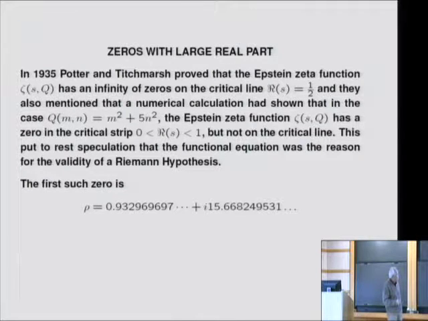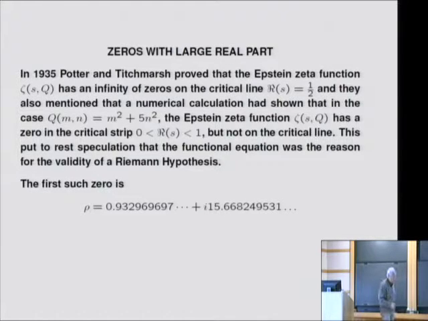was done in 1935. In their paper, they proved that there are infinitely many zeros on the critical line, at a certain rate up to height T, of order T. I will talk about that. But then they mentioned that numerical calculations showed that in this case, m squared plus 5 n squared, the first case of class number 2, in fact, there's a zero off the line, and this is the first one.